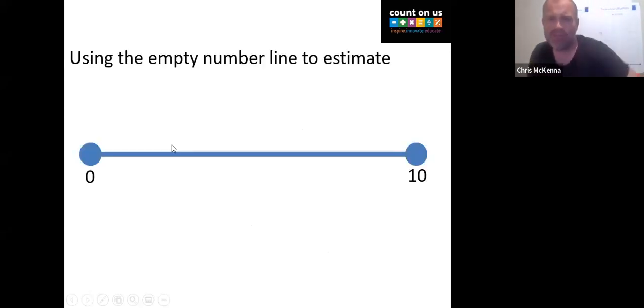Okay, well, I love the empty number line. So we've got the empty number line here. So Liz said, thank you. That was great. Good. So we've answered Liz's question. Brilliant, Liz. Thanks for getting back to us.